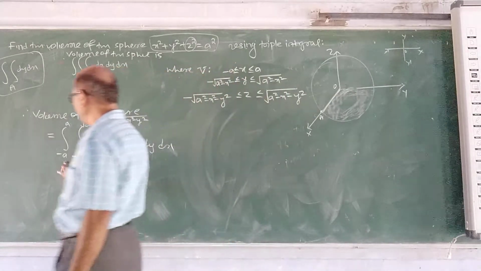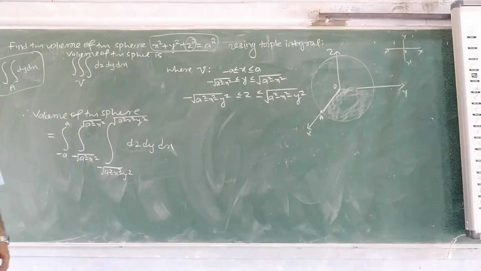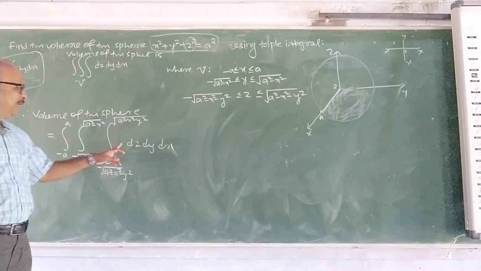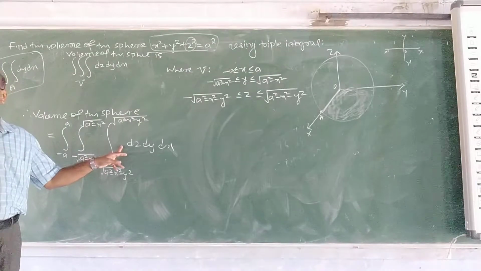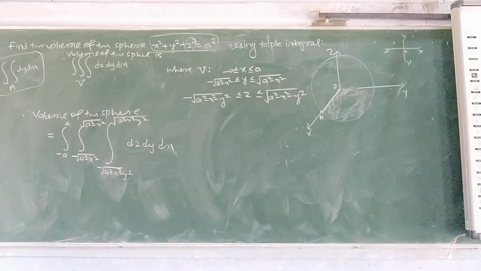The region of integration, or limits of integration, is given by this. So if you take f of x y z as 1, then it represents volume.